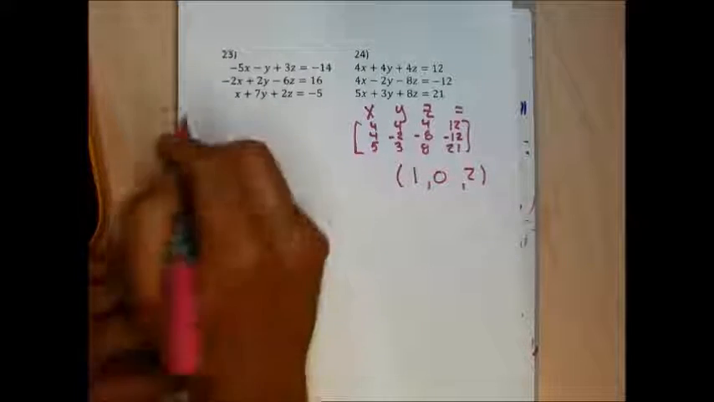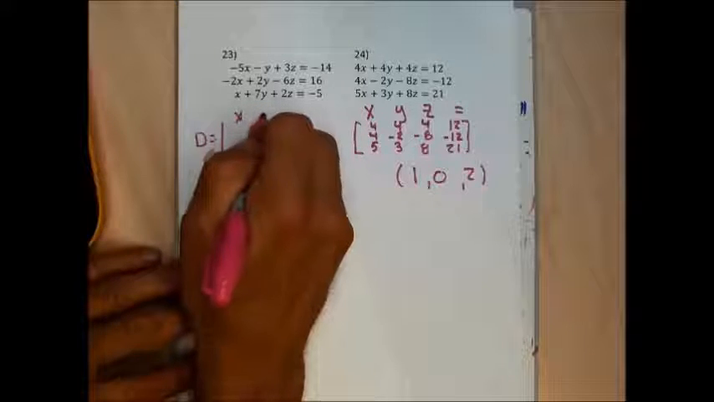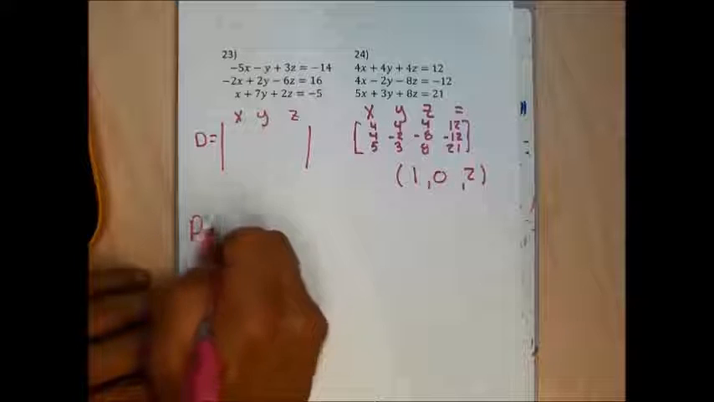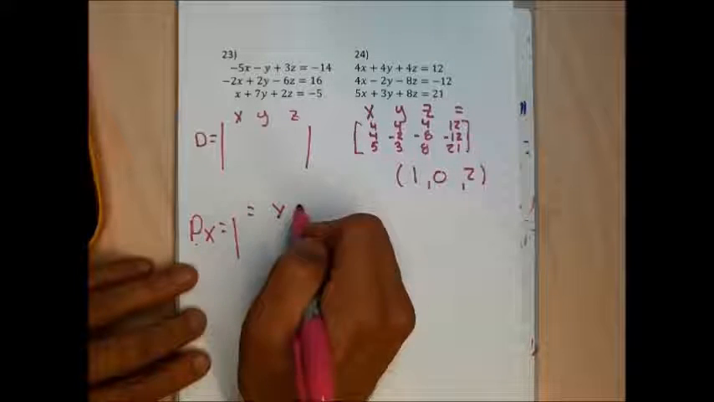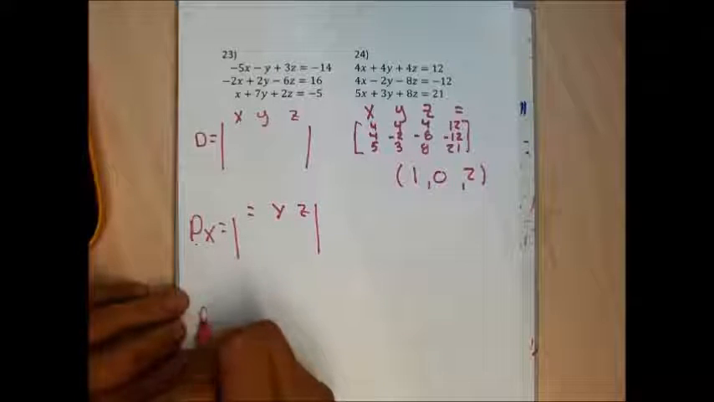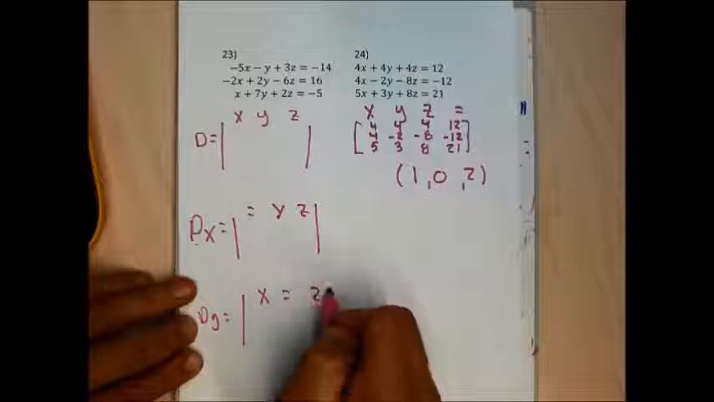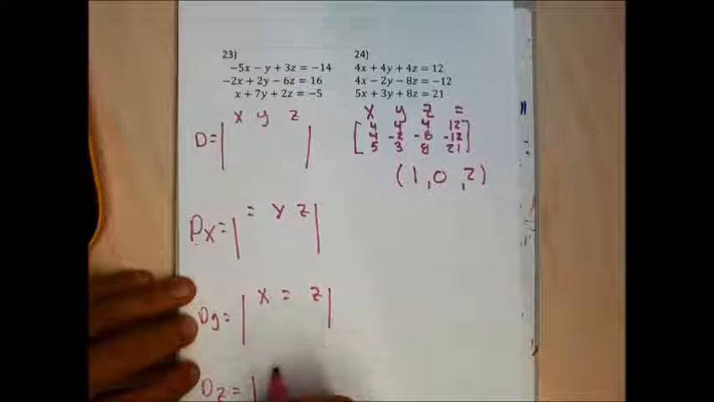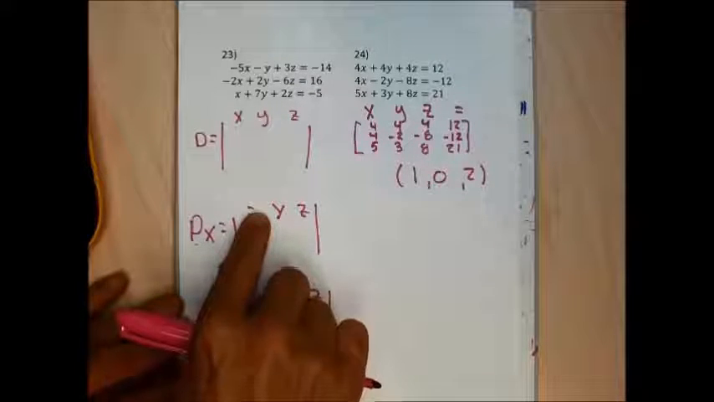By Cramer's Rule, the first matrix, matrix D, has the X column, the Y column, and the Z column. D sub X has the equals column, the Y column, and the Z column. D sub Y has the X column, the equals column, and the Z column. And D sub Z has the X column, the Y column, and the equals column. For each letter, its column turns to the numbers from the equals column.